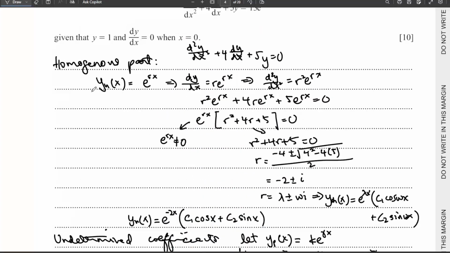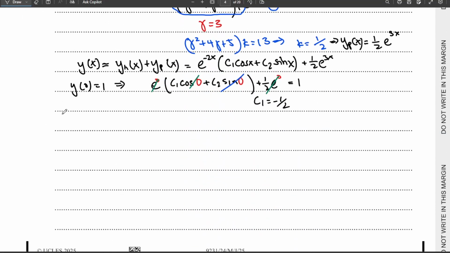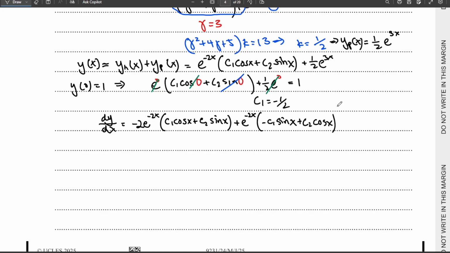Now we need to use the second condition, dy/dx. Or first we need to find dy/dx. To find the derivative, you need to use the product rule, because e to the negative 2x multiplied by this function is a product. So first I differentiate the exponential term and leave the trigonometric functions. Then I leave the exponential and differentiate the trigonometric functions. So 1 over 2 e to the 3x just becomes 3 over 2 e to the 3x.